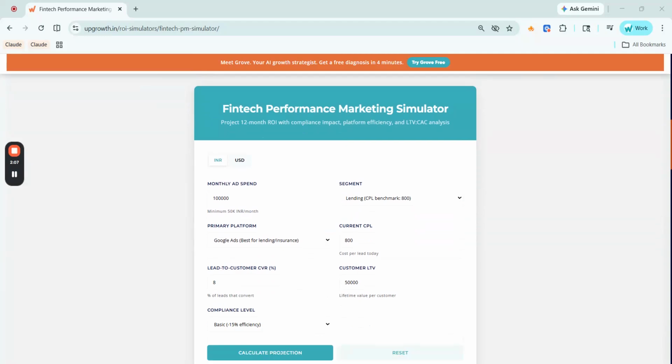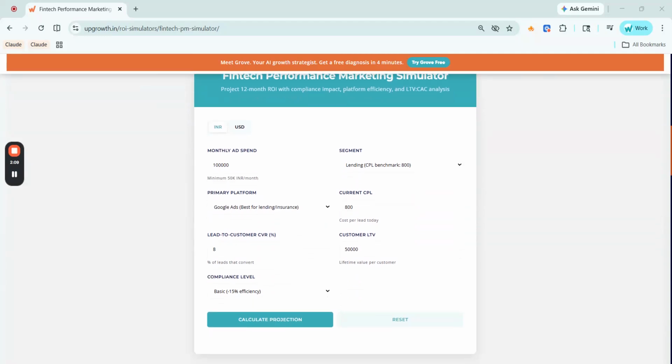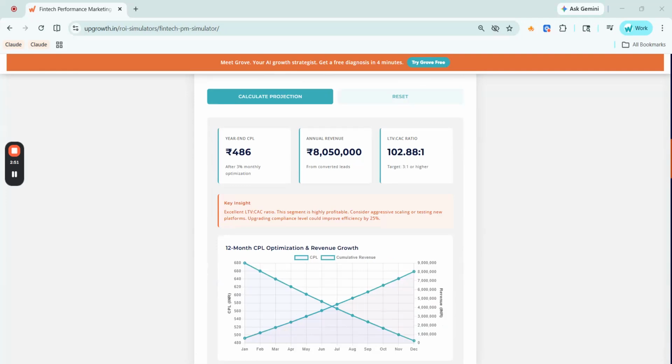I have entered 50,000. And the last input, compliance level, reflects how well your ad creatives and landing pages meet fintech regulatory standards. I've selected basic here. We have other options like full and advanced. Basic applies a 15% efficiency adjustment to your CPL, meaning your starting effective CPL will be slightly lower than the benchmark as the tool accounts for basic compliance quality. Now let's hit calculate projection.